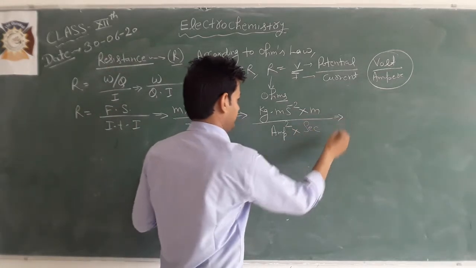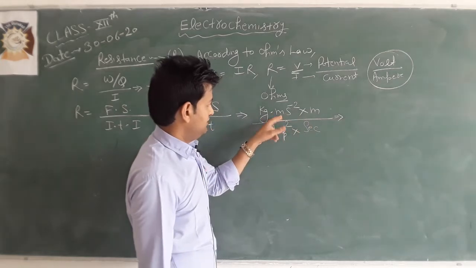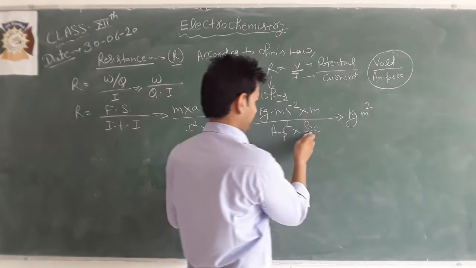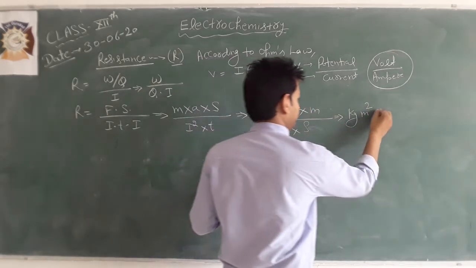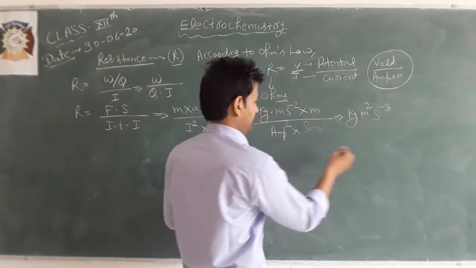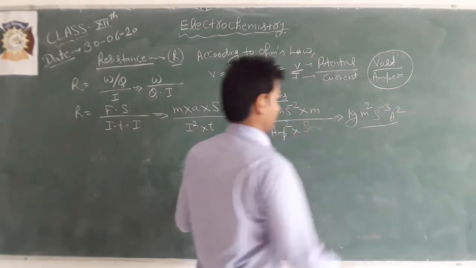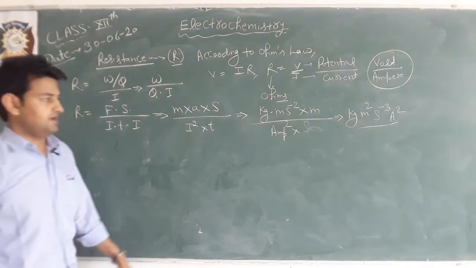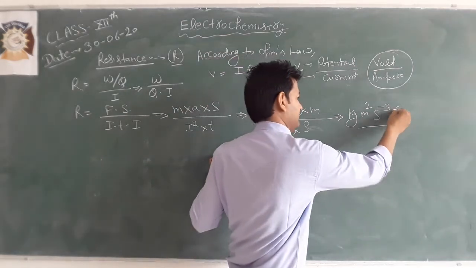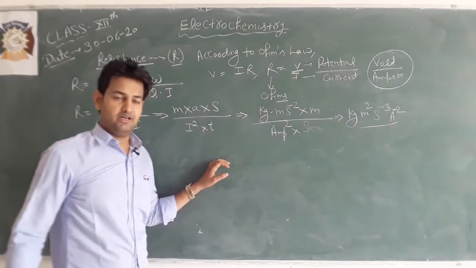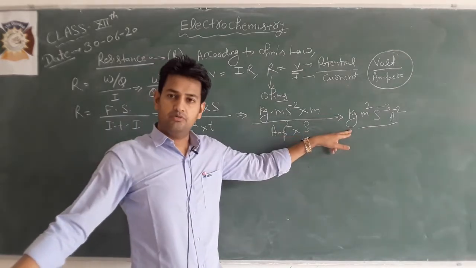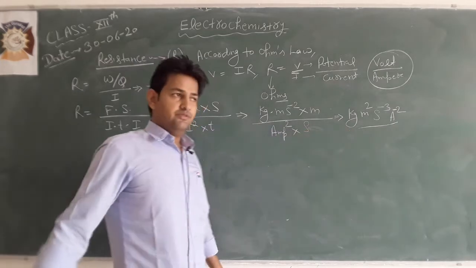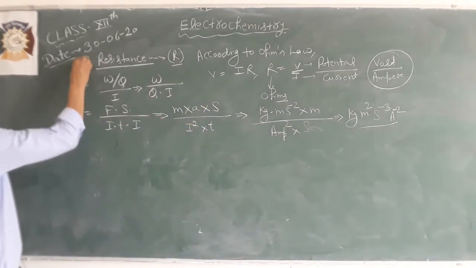So from here the unit comes out to be kilogram meter square, second to the power minus 3, ampere to the power minus 2. So we can find out the unit of resistance in this form. Now the second term is resistivity.